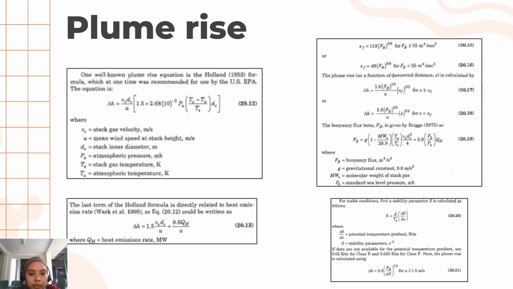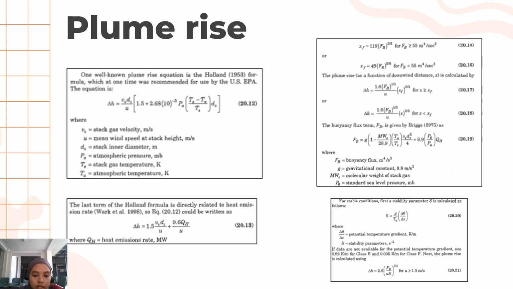So for the plume rise part, one well-known plume rise equation is the Holland formula, which at one time was recommended for use by the US EPA. The equation is following below, which is equation 20.12, where Vs is the stack gas velocity, U is the mean wind speed at stack height, ds is the stack inner diameter, Pa is the atmospheric pressure, Ts is the stack gas temperature, and lastly Ta, which is the atmospheric temperature. The last term of the Holland formula is directly related to heat emission rate.